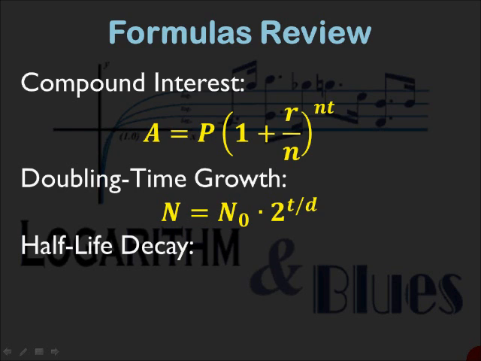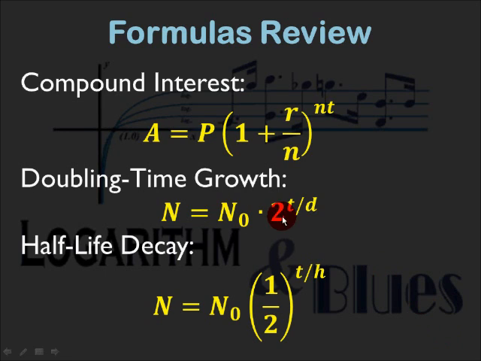Finally, the half-life decay. N equals N naught times 1/2 to the T over H. Very similar to the doubling time formula. The differences are, instead of a 2, you have a 1/2 because you're cutting in half instead of doubling. T remains the same. H represents the time it takes for the population to shrink by 1/2. In this case, N will always be smaller than N naught because you're going to have less after than you had at the beginning. This ends 10-7.